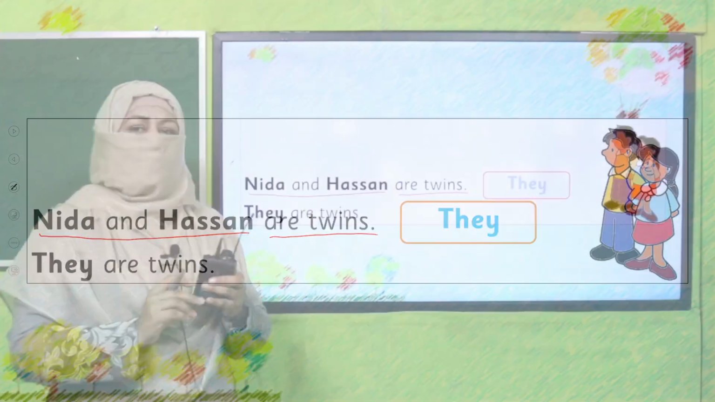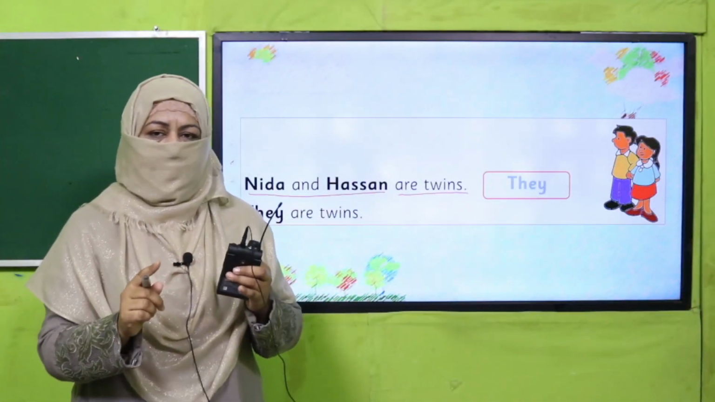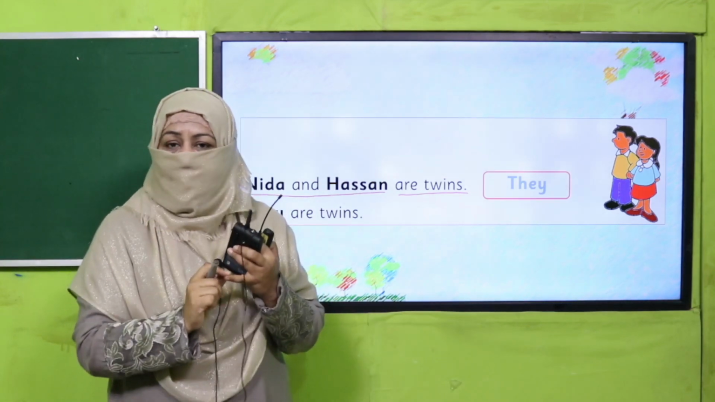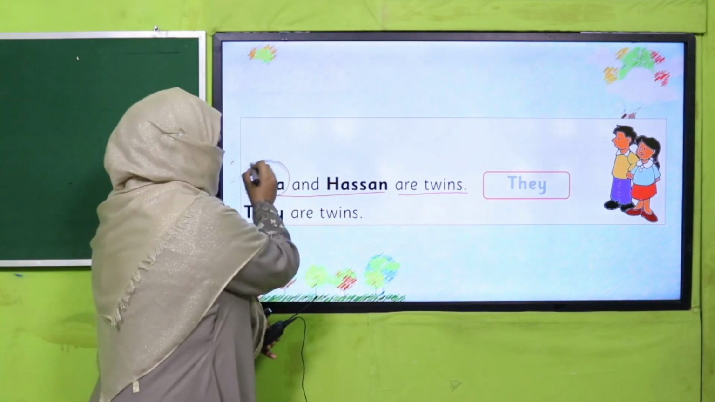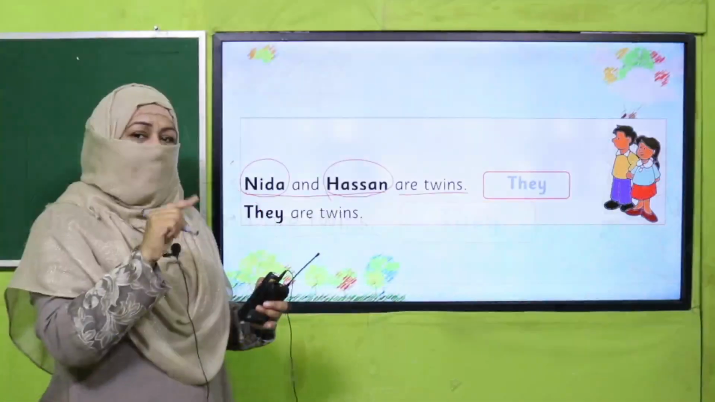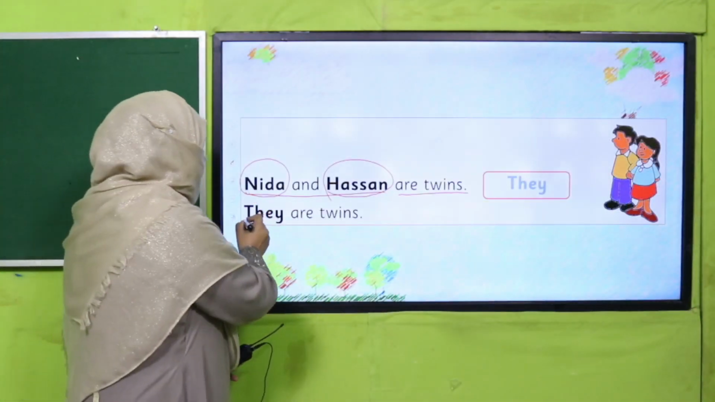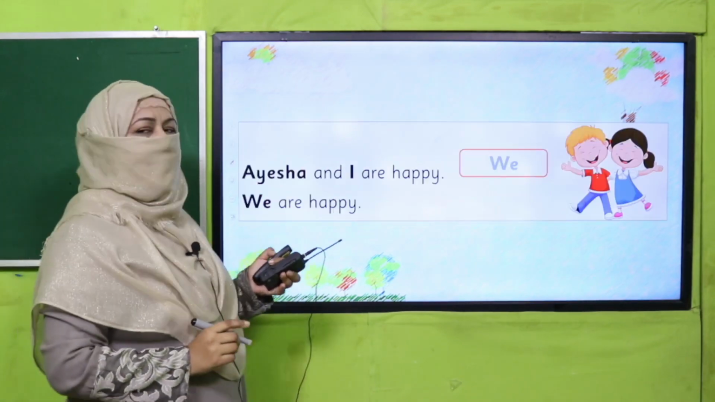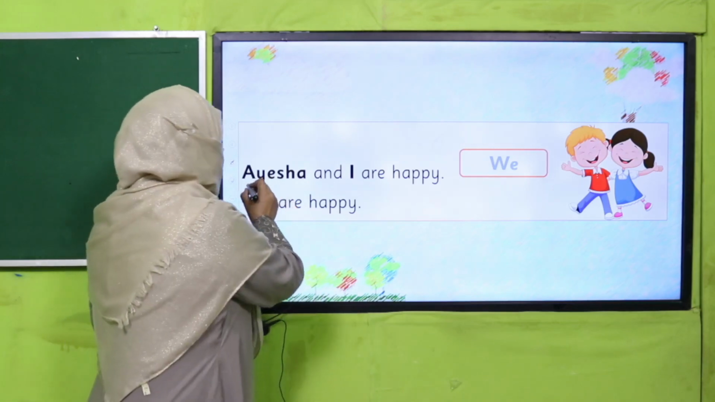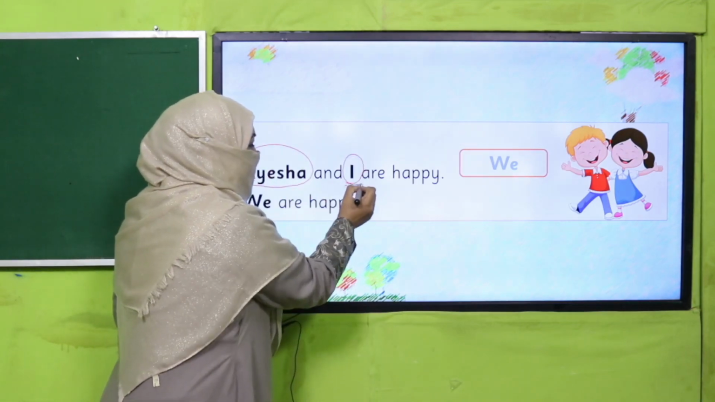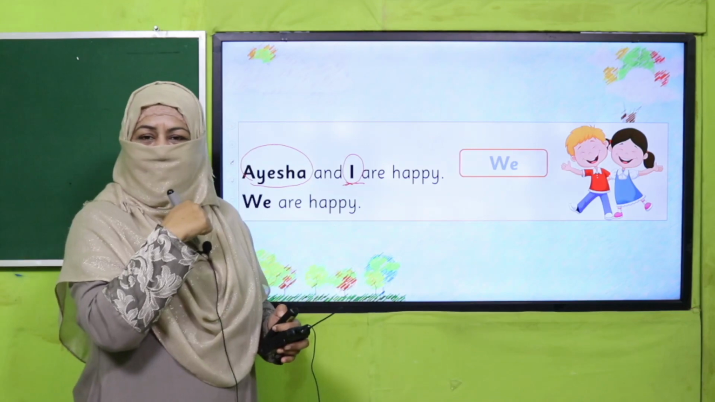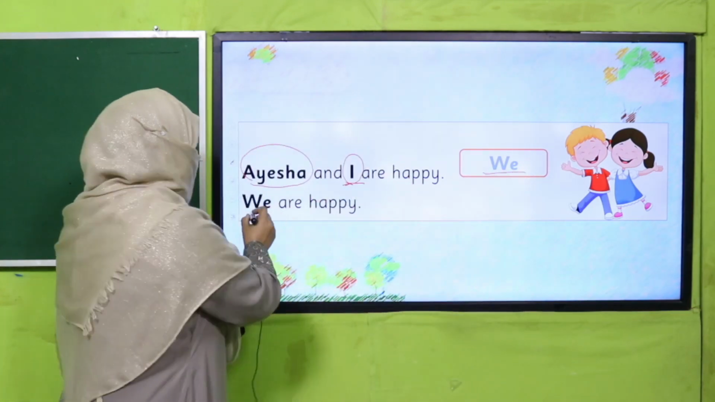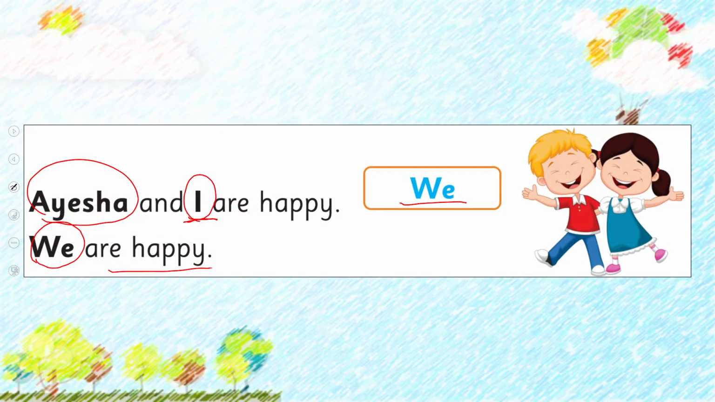Nida and Hassan are twins. Now, beta, when we are using more than one person's name and I is not included, what? More than one person's names, Nida, Hassan. And I is not there, so we replace it with they. They are twins. And if for more than one person's name, I is also there, Aisha and I. Now, I is there, it means I'm including. So, the substitution word we will use is we. We are happy.